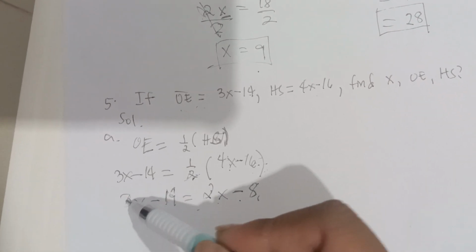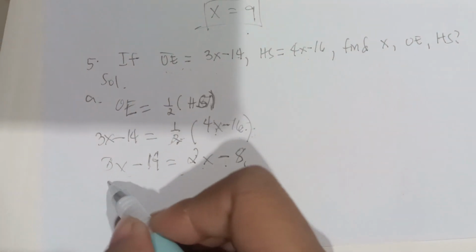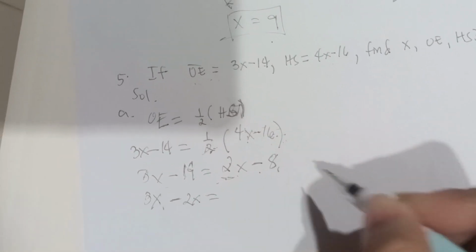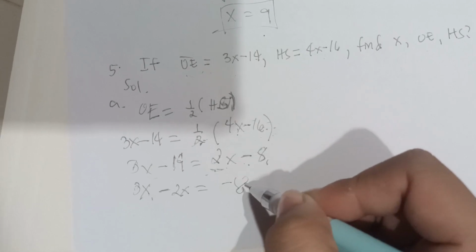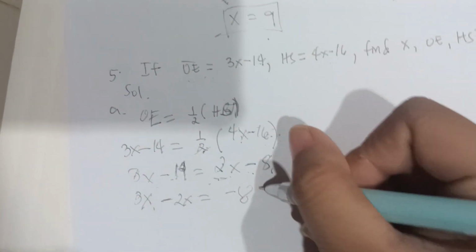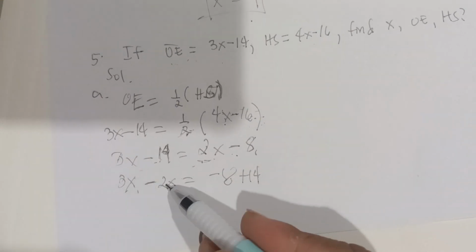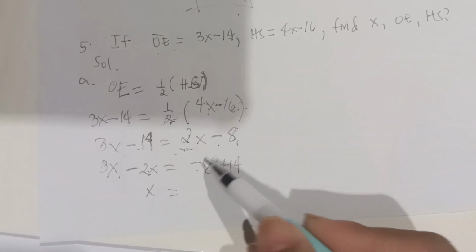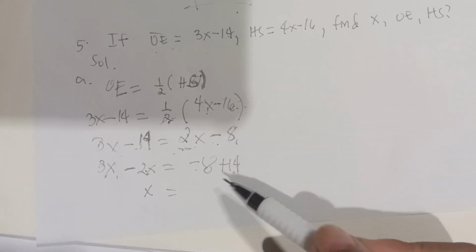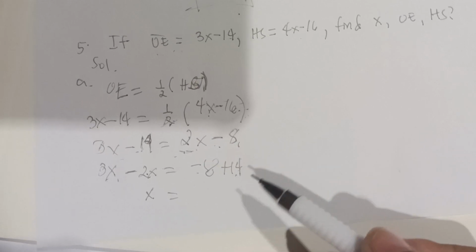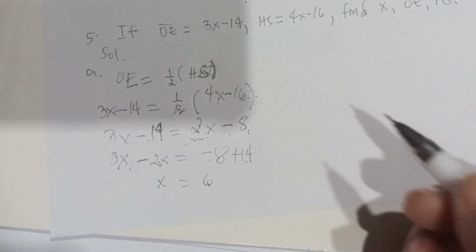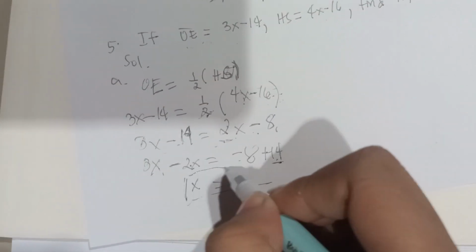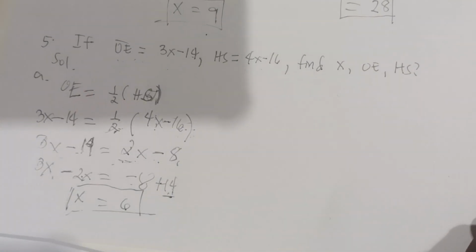So, we can proceed to letter to letter, number to number. 3x is a letter. 2x is a letter. So, it becomes negative 2x. Then, copy negative 8. Then, copy positive 14. So, 3 minus 2 would be just 1. Of course, we're not writing 1, just only x. So, this is unlike signs. Add or subtract? So, subtract. Copy the sign of the bigger number. 14 minus 8 would be just 6. Since 14 is bigger, that would be positive 6. So, x is equal to positive 6.